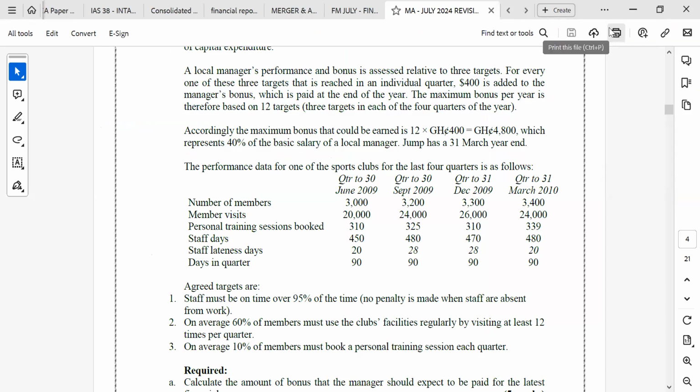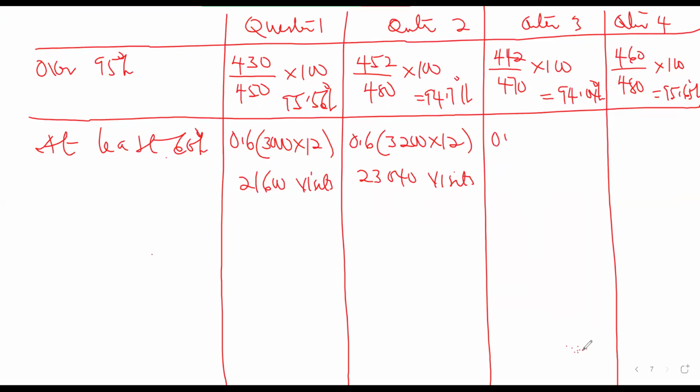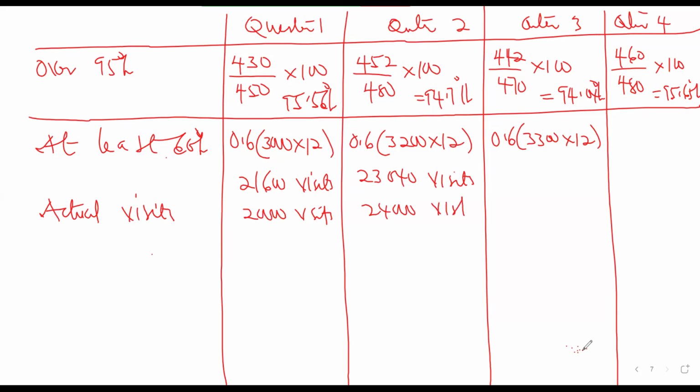We have 3,300. So 0.6 multiplied by 3,300 multiplied by 12. What are we having? 23,760. Okay, so let's be writing the actual visit here. So this was 20,000 visits. Target has not been achieved. This was 24,000. Target has been achieved. So the other one is 26,000.